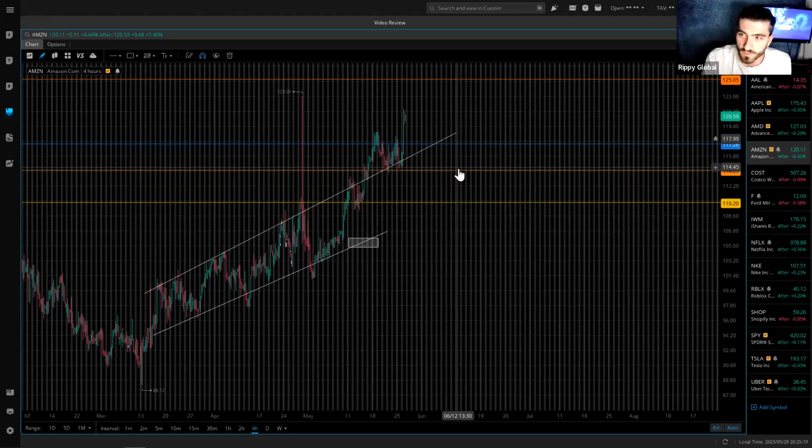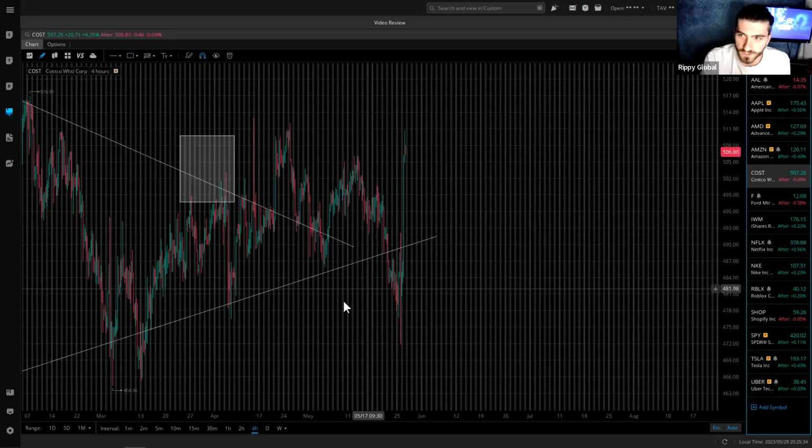And then the main support is that 114 a share on Amazon. This is the main support. If the 114 breaks, I would not be surprised if we end up contesting that 110 or even lower down to about 105 a share. So now moving over to Costco.